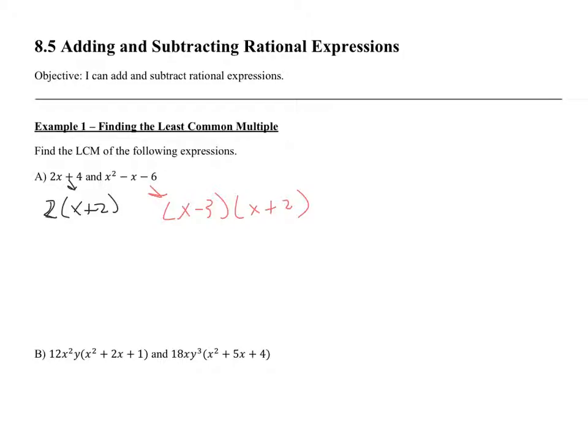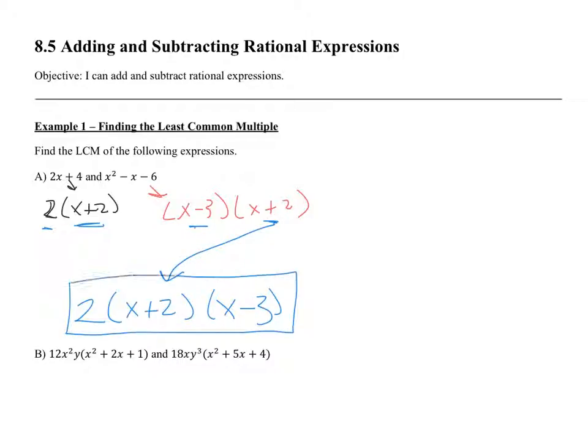So when I'm looking at this, I need to have a 2 for my least common multiple. I need to have an x plus 2. I need to have an x minus 3. And I need to have an x plus 2. Well, I already have an x plus 2 here, so I do not have to write it twice. So this right here would be my least common multiple. This is the smallest thing that I could multiply in order to get the least common multiple.